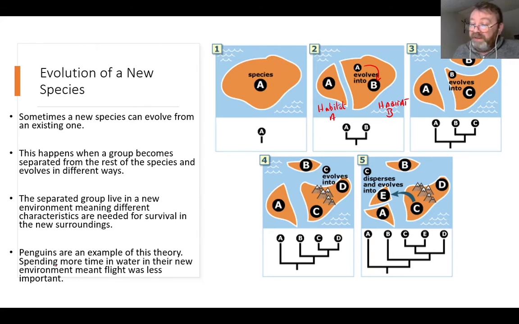And you can see it there. Spending more time in water in their new environment meant that flight was less important. So each successive generation was refining the good things that were needed to survive in the sea. Now you don't need wings to flap to survive in the sea. You need flippers. You don't need talons. You need webbed feet. So these things began to appear in the penguins, making sure that they could survive in an environment that was predominantly surrounded by water and had a rich food source in the water as well.